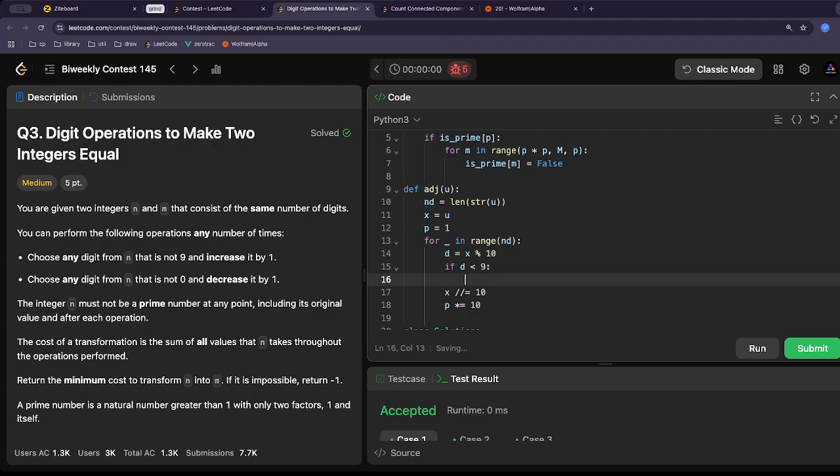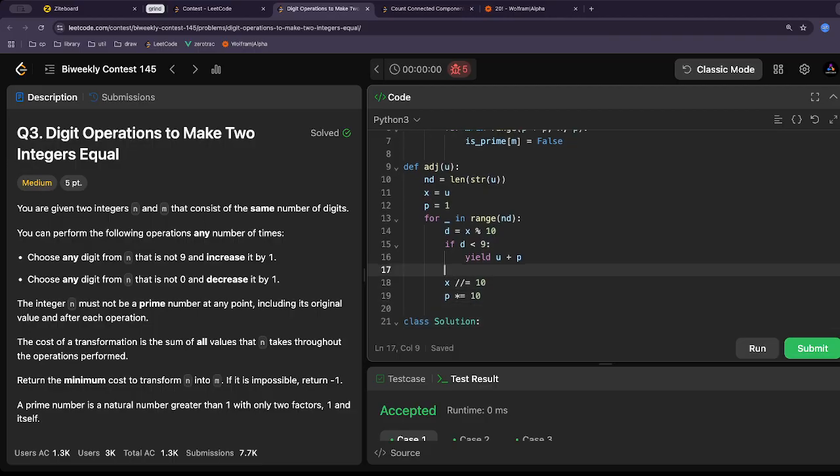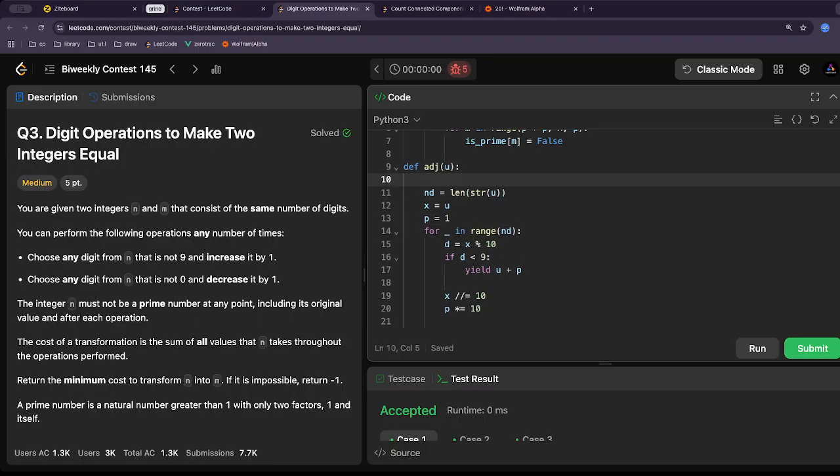So here, if it is less than 9, then I can increment it, right? So I'm going to yield U plus P, right? So that is one option. I increment U by the power of 10, P, right? That's incremented that digit. What is yield? It creates a generator. Okay, so maybe I can use... well, let's not use yield. Okay.